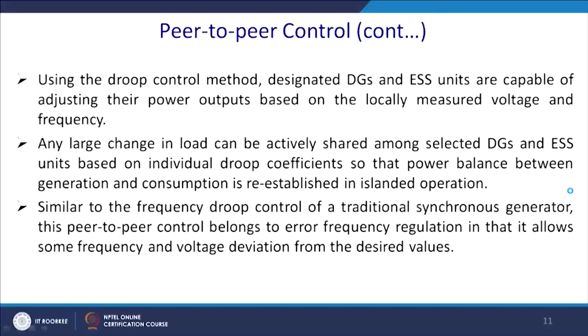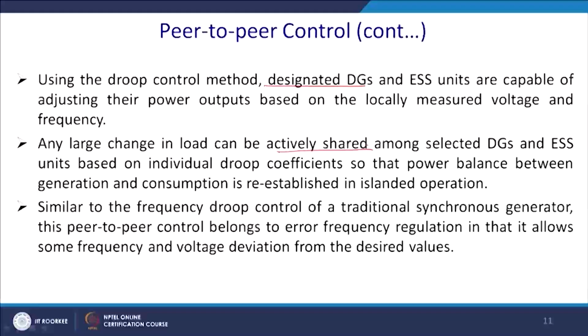So, it uses a very simple technique, that is the droop control method. Using the droop control method, designated DGs and ESS are capable of adjusting their power output based on the locally measured voltage and frequency. So, we do not need to have a centralized control over the whole microgrid. Individual portions of the microgrid can have a different voltage and frequency. That flexibility it can have.